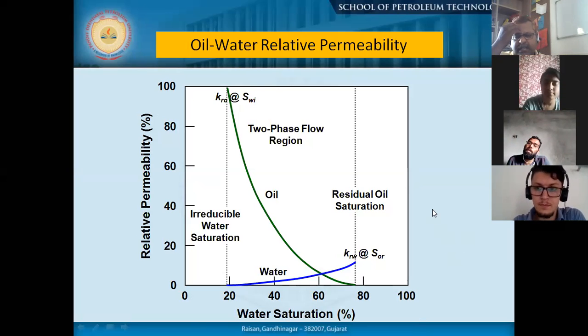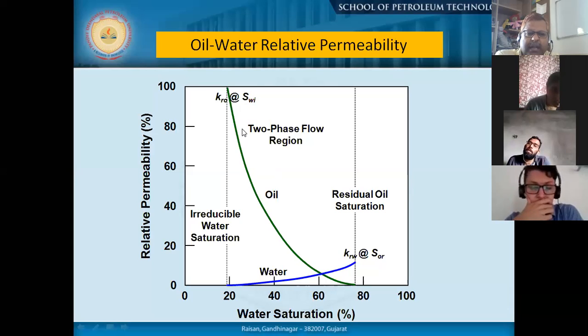So now if you see this graph, it is very clear. If we are in the transition zone, then we will produce both oil and water together. On the left side it is the clean oil zone, and the right side is the water zone. Okay? Water zone.